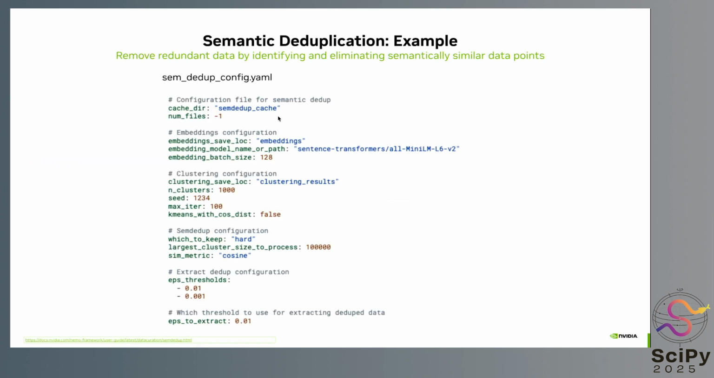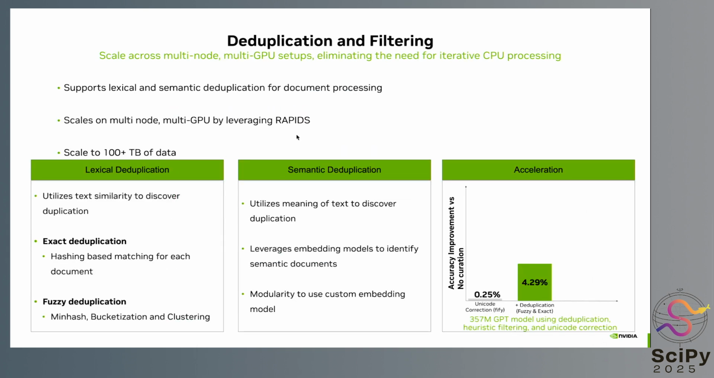Let me give you an example configuration file to perform the semantic dedupe. As you can see, the embedding model we are currently using is a mini large language model. It's been made highly modular, so you don't have to use this model. You can use whatever model from Hugging Face. And we have set the number of clusters to be 1,000, the similarity metric to be cosine similarity, and some epsilon thresholds. Those are all adjustable based on your need. And as you can see, we go through the pipeline. After deduplication, the overall accuracy has been improved by 4.29%.